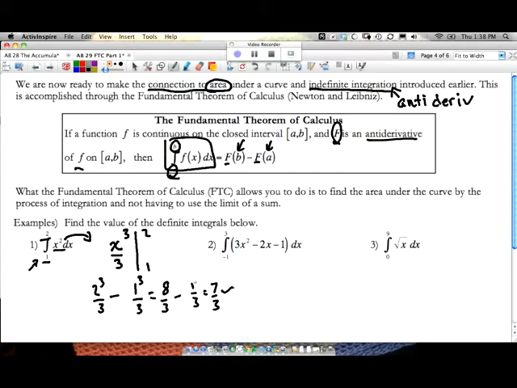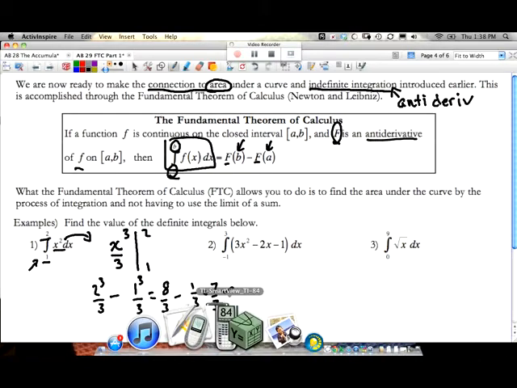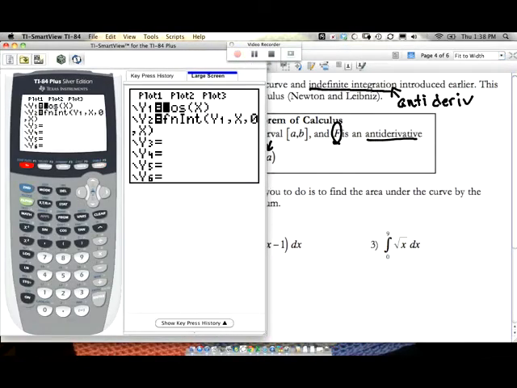Now maybe you're wondering, is that for real? Is that exactly what it is? Well, I hope you guys remember that your graphing calculator can actually calculate area under a curve. So let's do that.